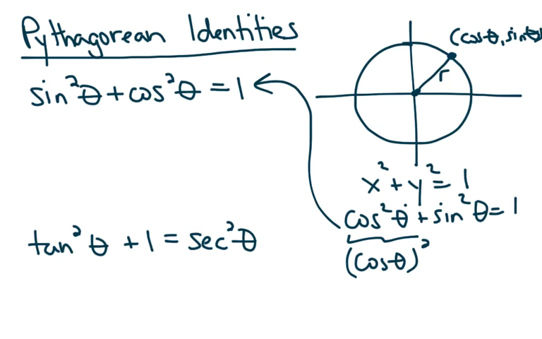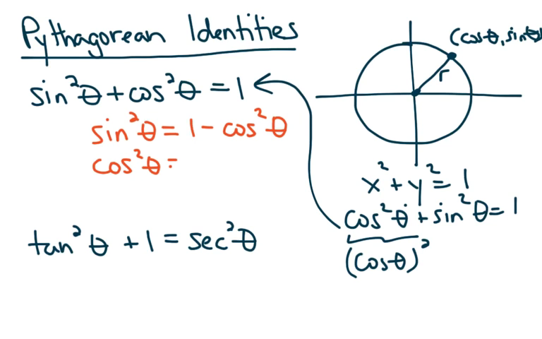There are some variations on this particular identity. If I subtract cosine squared theta from both sides, it turns out that sine squared theta is also equal to 1 minus cosine squared theta. Or if instead I had subtracted sine squared theta from both sides, I would have found out that cosine squared theta is equal to 1 minus sine squared theta. These variations on the Pythagorean identity are important because they're going to pop up in problems that we work on.